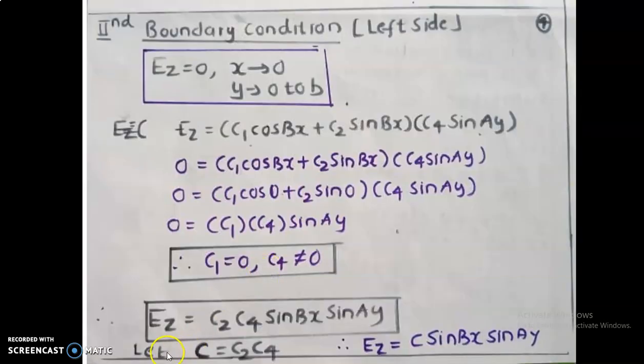So now you can see that Ez is reduced to C2 C4 sin Bx into sin Ay. What I have done is that this constant is treated as C, and what is the left part now? Ez is equal to C sin Bx into sin Ay. So we got Ez while applying two boundary conditions.